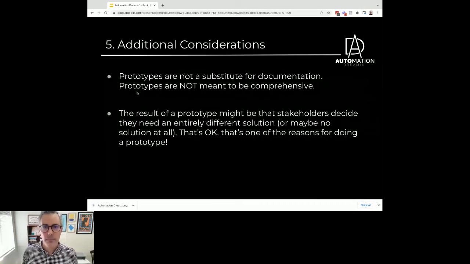So that's one point. Second point to call out: the result of a prototype might be that stakeholders decide they need an entirely different solution, or maybe they need no solution at all. Okay. And that's okay. That's actually one of the reasons for doing a prototype, right? To get that validation that you're going in the right direction.